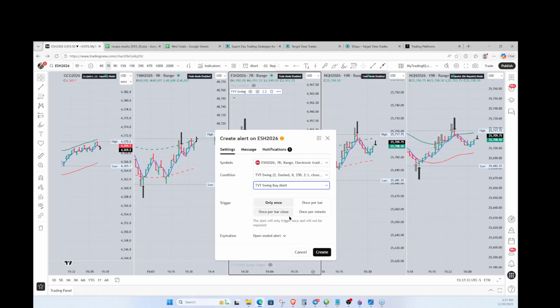If you choose one of those, you've got to do only once per bar close, because we're using range bars. Alright, do once per bar close. And that'll let you know when the bar closes and you have an alert. If you do it on the gray arrows, it's going to let you know ahead of time that the alert is coming.